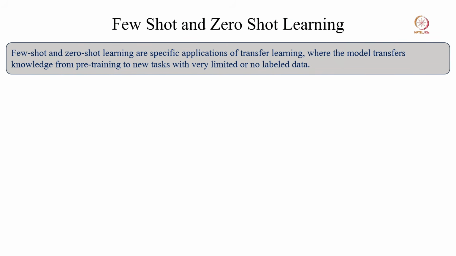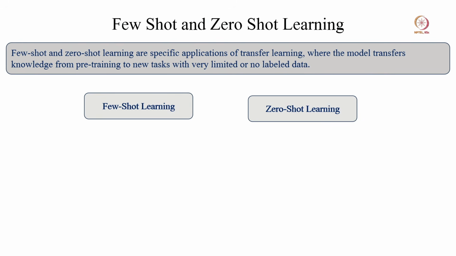Now, quickly we will see two small things, which are few shot and zero shot learning. We will have a look into what they are and how they are related to transfer learning. Few shot and zero shot learning are specific applications of transfer learning where the model transfers the knowledge from pre-training to a new task with very limited or no labeled data. So, you can use a pre-trained model with very limited data or no labeled data for a new task.